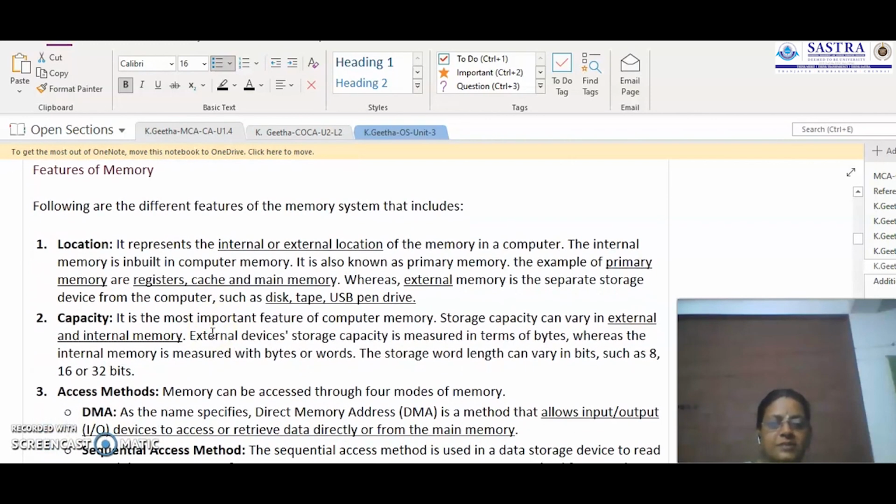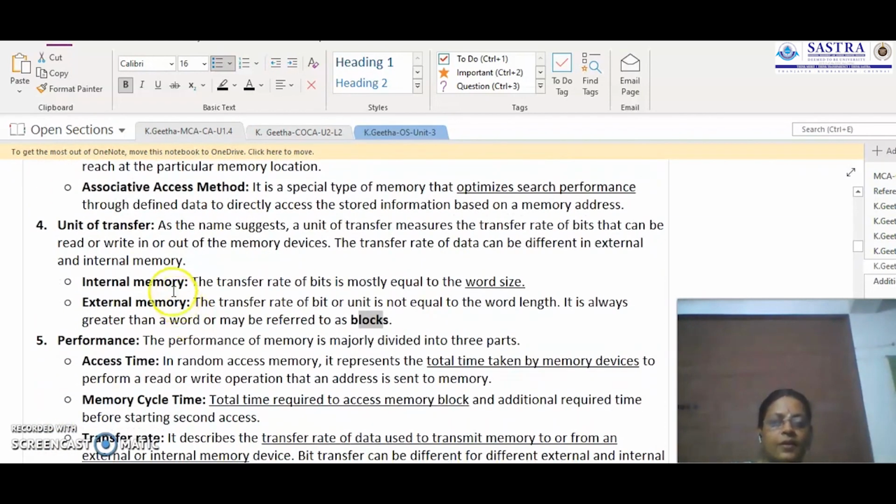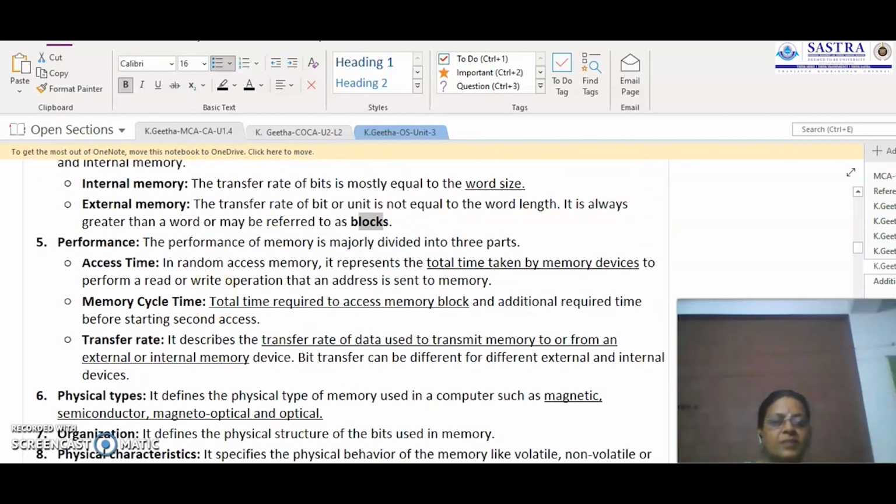Of course, these concepts will be discussed in detail when we are discussing the memory unit. Here, the unit of transfer varies for internal memory and external memory, where it is generically classified as either the word size or in terms of block size. Then comes the classification based on performance. What are the important factors to be considered to measure the performance of the computing system? We have three terminologies, namely the access time, the memory cycle time, and the transfer rate.